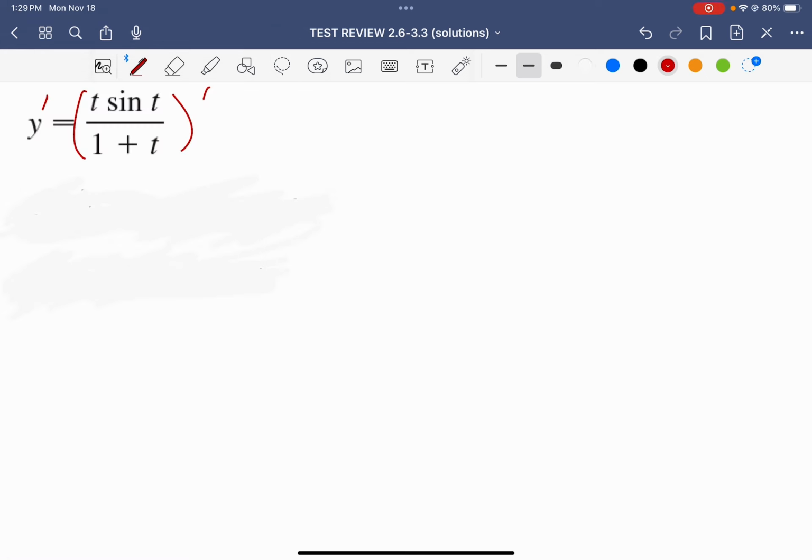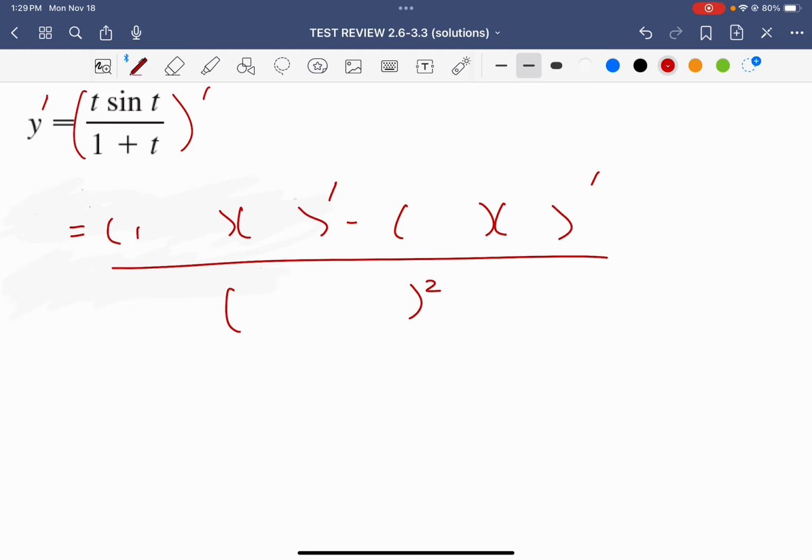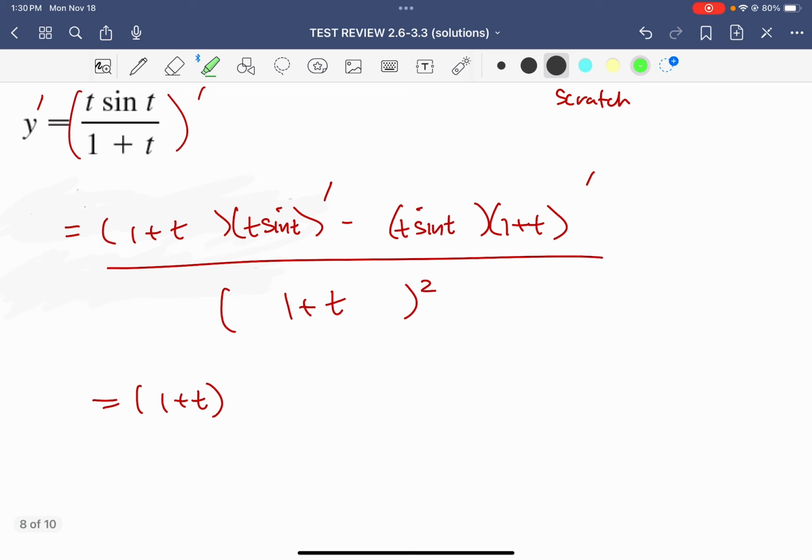So it's going to be low d high minus high d low over low squared. But then I have to come over to my scratch work and take the derivative of t sine t.